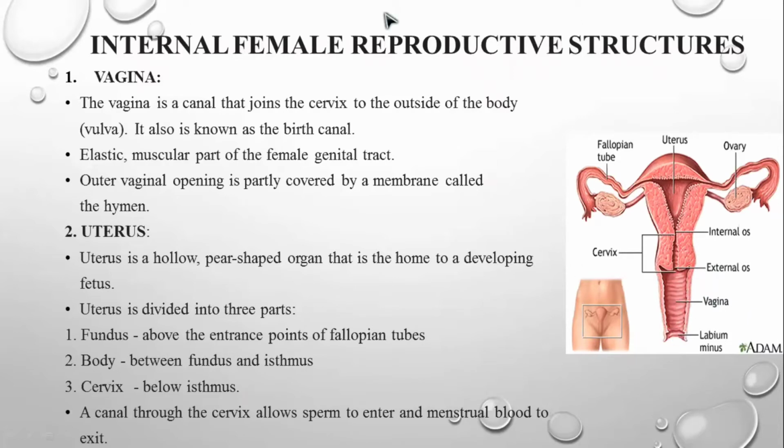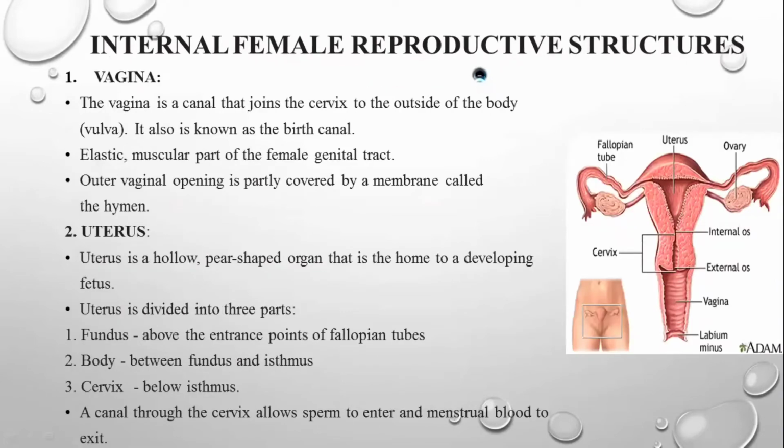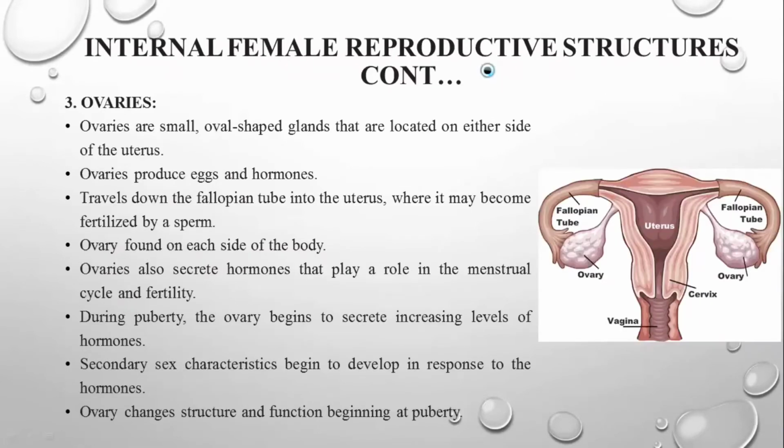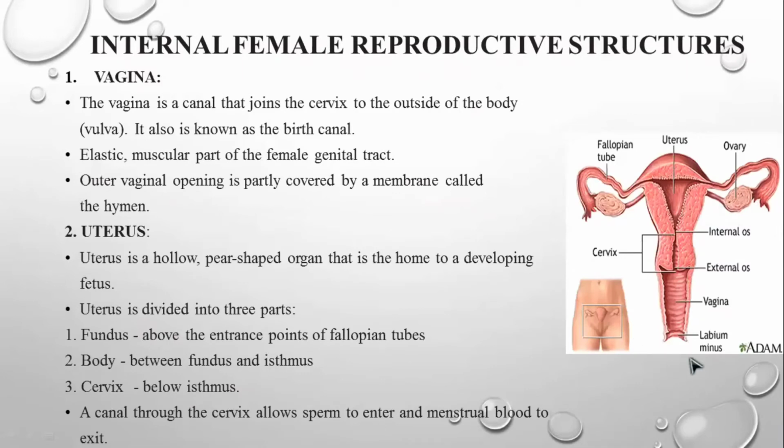The whole external female reproductive system that we saw is called the vulva. The vagina is the canal that joins the cervix to the outer side of the body, and it is also known as the birth canal.